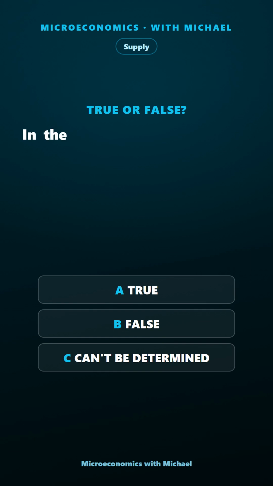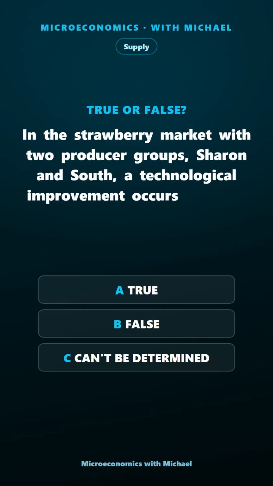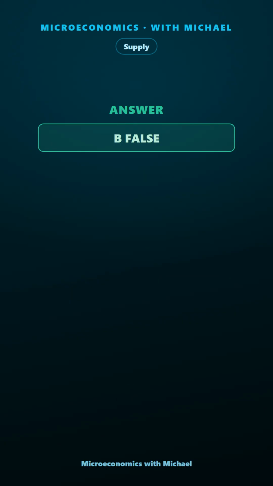In the strawberry market with two producer groups, Sharon and South, a technological improvement occurs only for Sharon producers, and in the new equilibrium the strawberry price rises. True, false, or can't be determined. The answer is false. Incorrect.